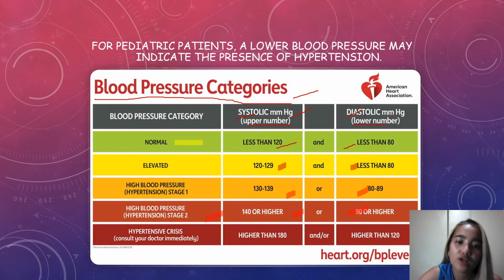And for hypertensive crisis, higher than 180 systolic value and higher than 120 diastolic, you must consult your doctor immediately. And for pediatric patients, a lower blood pressure may indicate the presence of hypertension already.